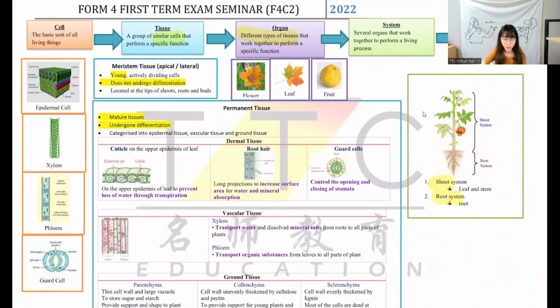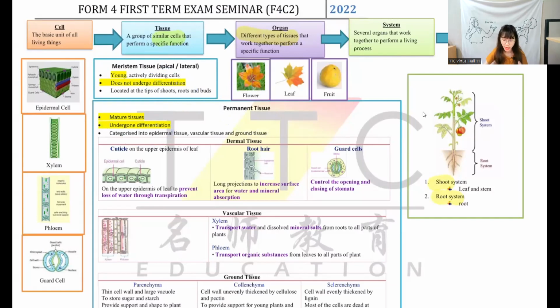Do you guys remember what meristem means? Meristem means young. Very good. Meristem means young plant cells, right? Young plant cells don't carry out cell differentiation. They do not have a specific function. So we call this meristem: young plant cells, no specific function. For permanent tissue, they have already undergone differentiation. They are mature tissue.